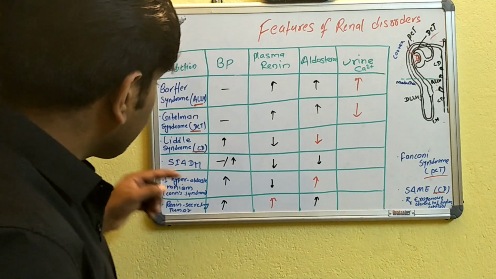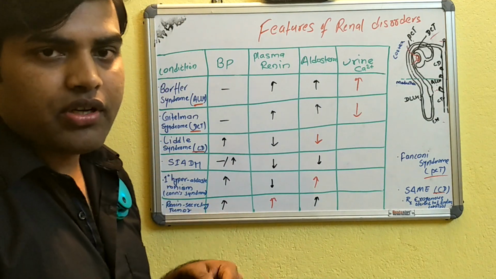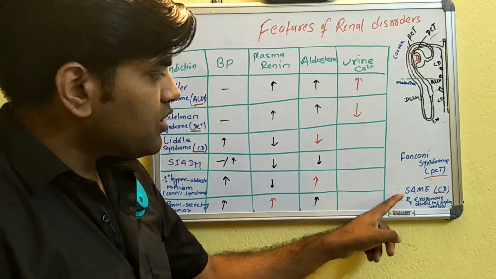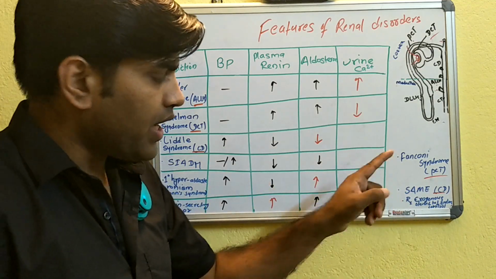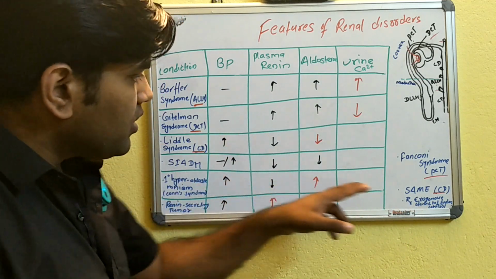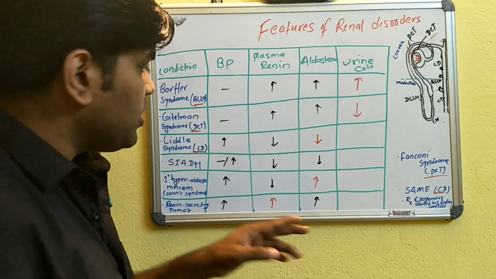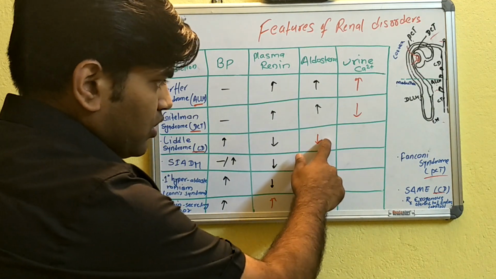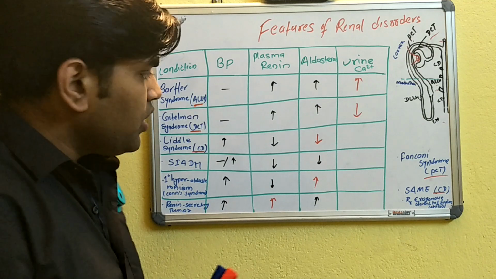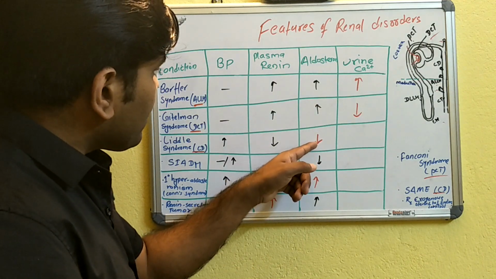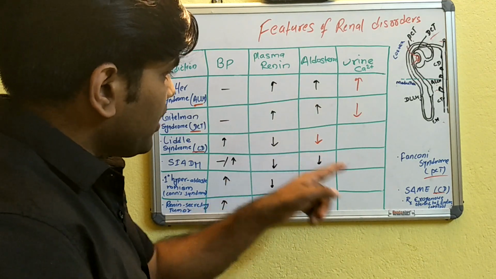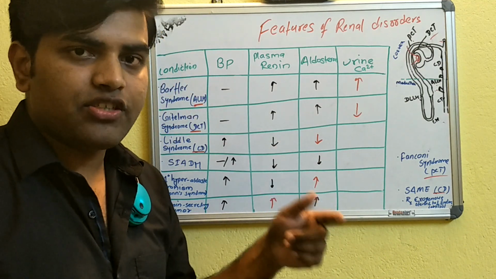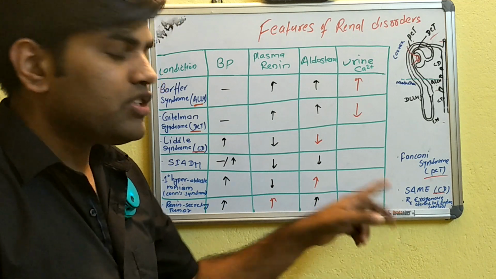Okay, now the next term is Liddle syndrome. I have talked about Liddle syndrome in the previous lecture as well. Liddle syndrome and the syndrome of apparent mineralocorticoid excess are both the same type of presentation. Here in Liddle syndrome, you will find that there will be a decrease in the aldosterone, and in the other there will be a deficiency of 11 beta hydroxysteroid dehydrogenase. These are the two conditions.